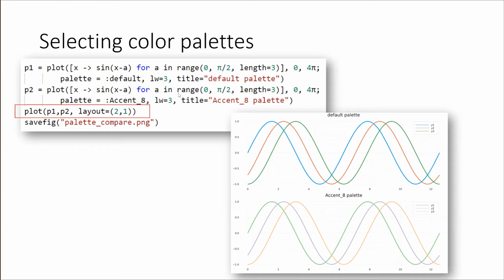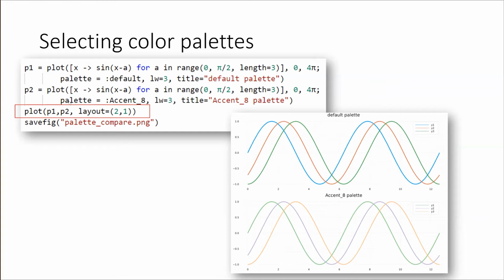Another thing I want to show in this case is that when you plot multiple lines without specifying the colors, Julia will pick the colors from the palette. The default palette has a certain number of colors, and if you have more lines than the number of colors, Julia will cycle those colors. So if you have too many lines, the colors are going to repeat themselves. But other than that, it will pick the colors from the default palette.